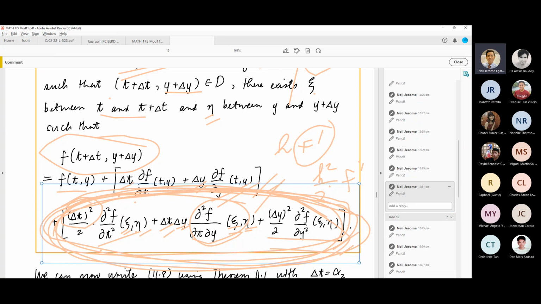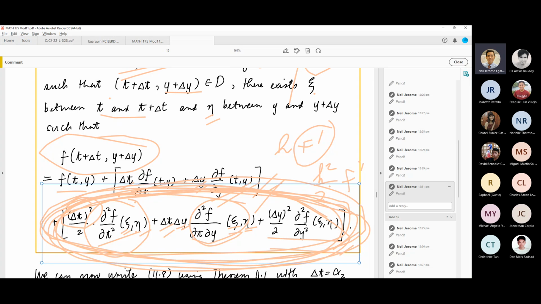Tatlong second order partial derivatives. So kung 4 yan, so ibig sabihin meron kang apat na order 4 with respect to t to the fourth. Okay? Tapos magkakaroon ka pa ng iba't ibang combination. Dadami yung number of terms dito sa error term. But if you are patient enough, you can do that and then equate that and compare coefficients with Taylor's method of order 4. Okay, then you will be able to calculate higher Runge-Kutta methods.